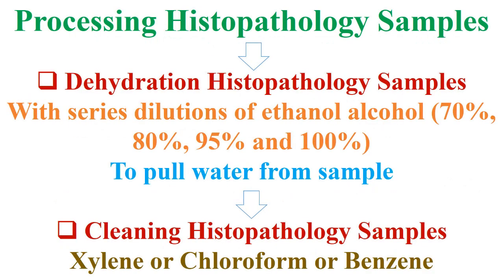While processing histopathology samples is applied by dehydrating the samples with a series of dilutions of ethanol alcohol as follows: 70%, 80%, 95% and 100% to pull water from the sample. After that, apply clearing with Xylene or Chloroform or Benzene, as shown in the next slide.